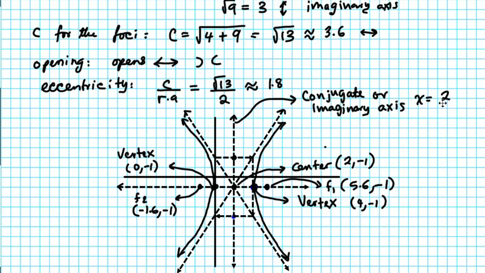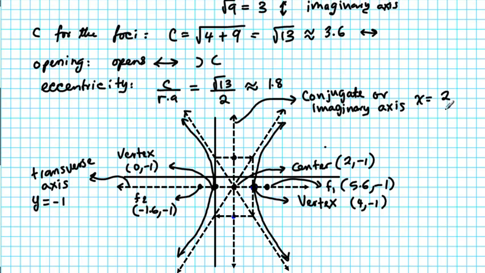All right, and then we have this line right here. This line is the transverse axis. The line that goes across the graph is known as the transverse axis. The other one is the imaginary or conjugate axis. And this is a y-line since it's horizontal, so the equation is y equals negative 1.